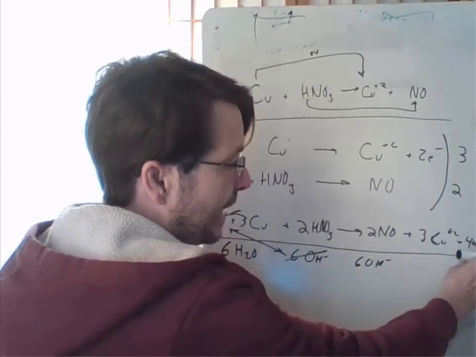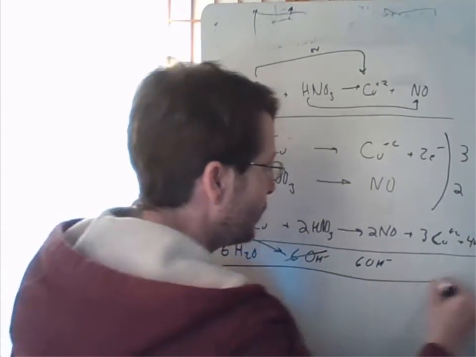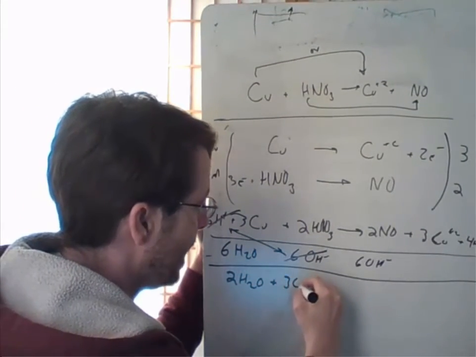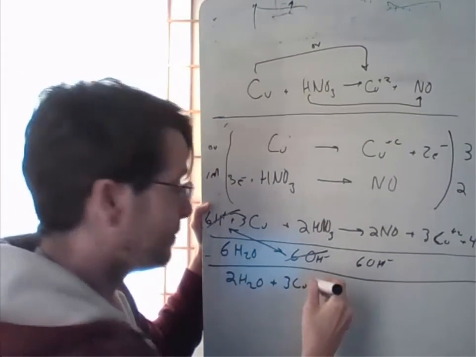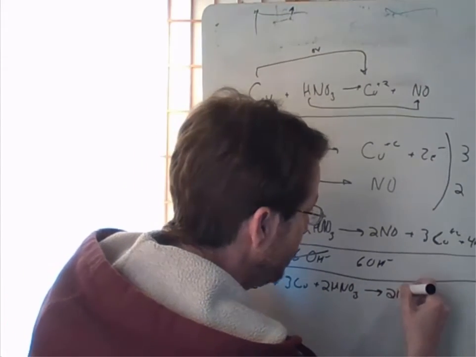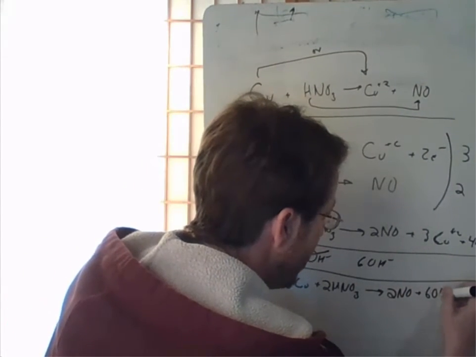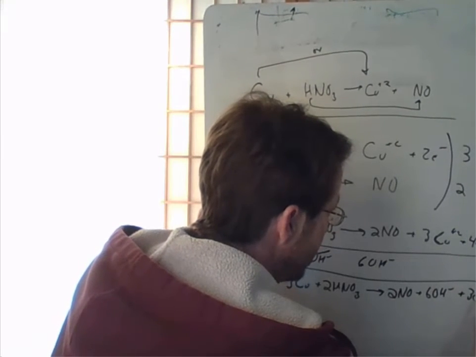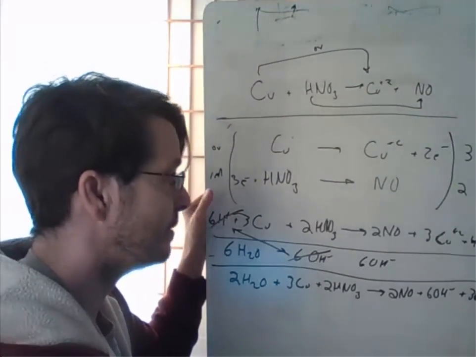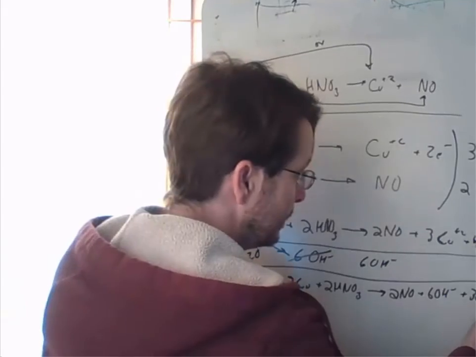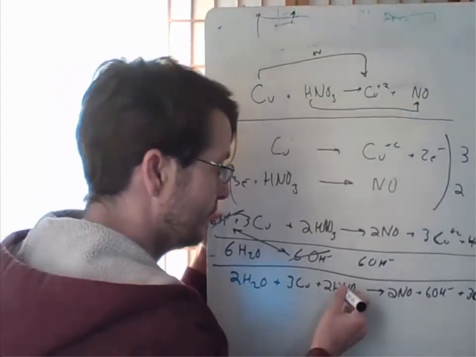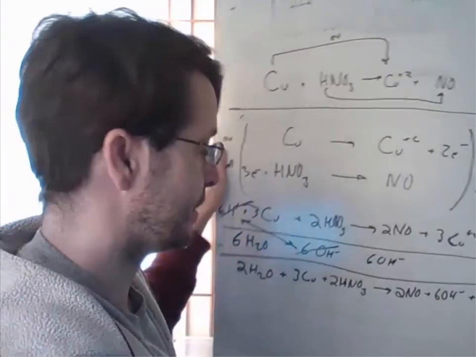But those 6 waters are counteracted by some of the waters here, and so overall the reaction would be 2H2O plus 3 copper plus 2 HNO3s goes to 2 NO plus 6 OH minus plus 3 Cu plus 2s. We check our charge, -6, +6, total charge is 0, total charge is 0. Done. The reaction is balanced.